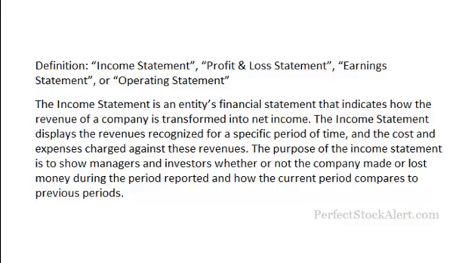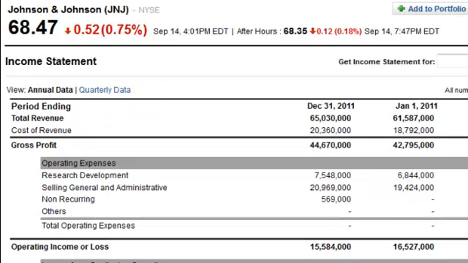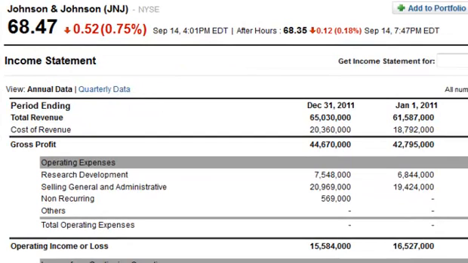Now let's look at an example. For this example, we're going to be looking at the income statement of a publicly traded company, Johnson & Johnson, ticker symbol J&J. You can see this is the income statement. You will also notice that it can be reported in annual periods or quarterly periods. In this particular situation, I'm on Yahoo Finance looking at the income statement.